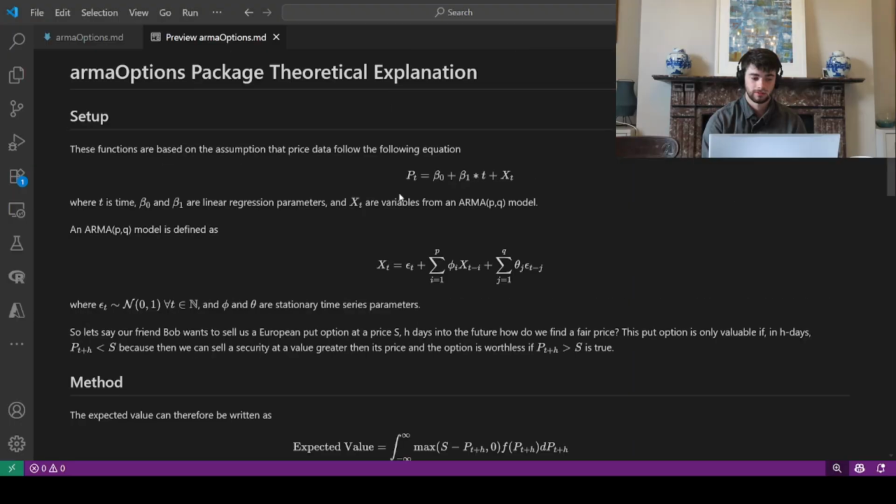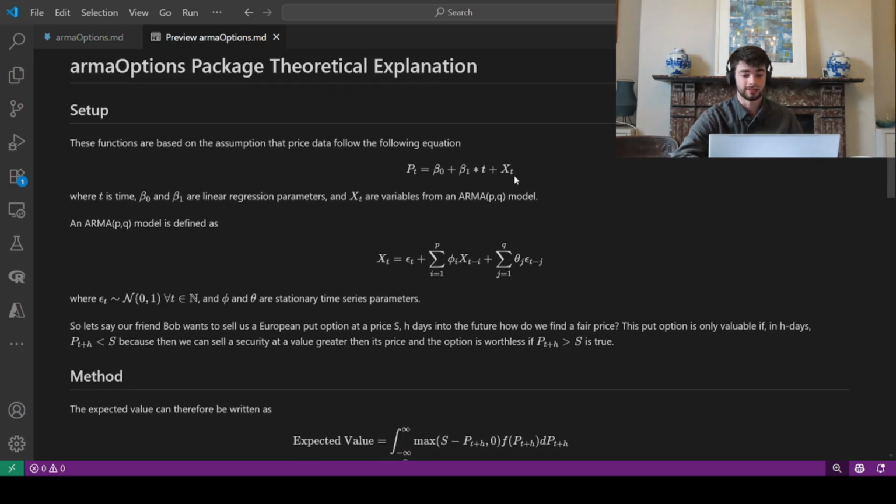linked in the description. For a brief understanding of how this works, it's based on one main fundamental assumption, which is that price data follows the model spelled out here, which has two components. It has the linear regression component, and it has an ARMA component.